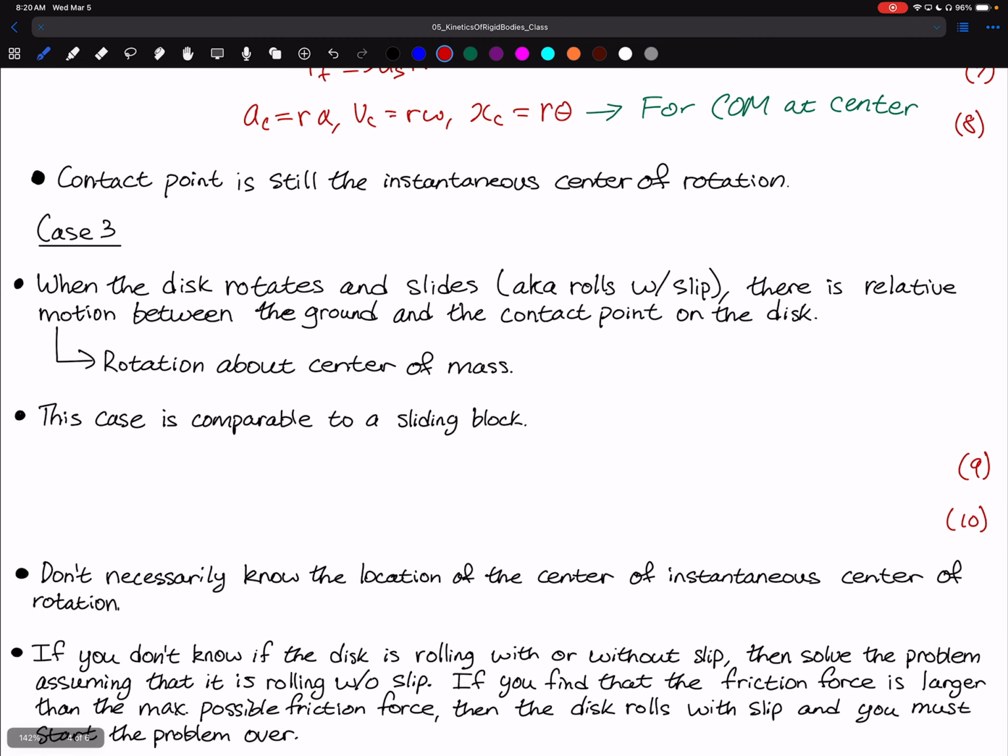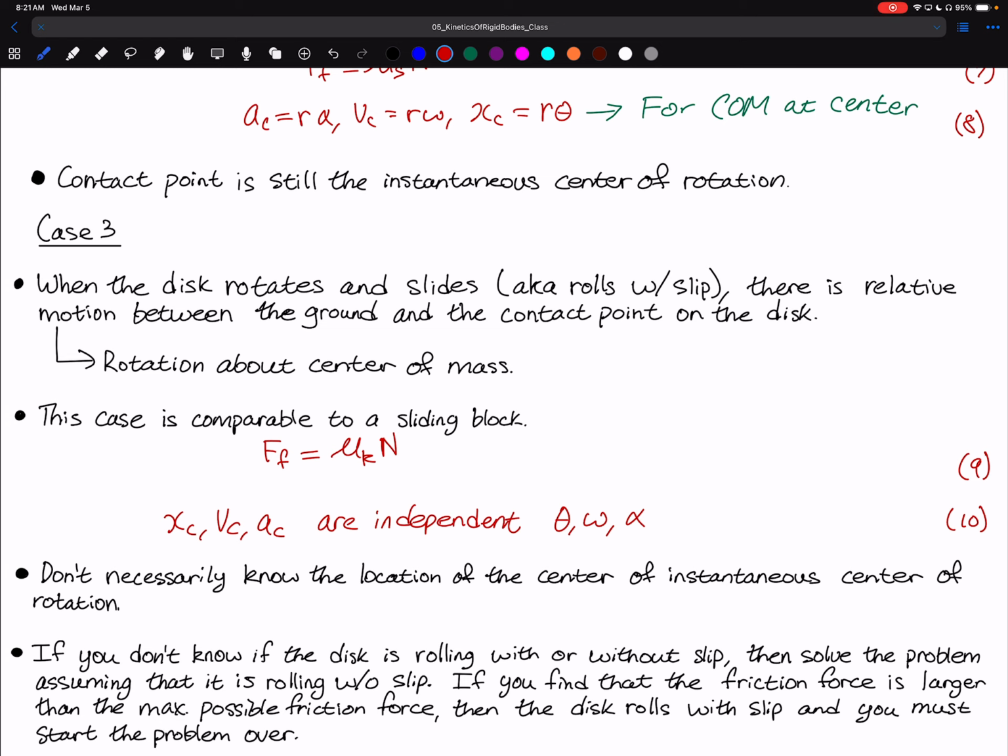In this case, our friction force is just going to be equal to the kinetic friction, mu k N. And then in this case, x_c, v_c, and a_c are all independent of theta, omega, and alpha.